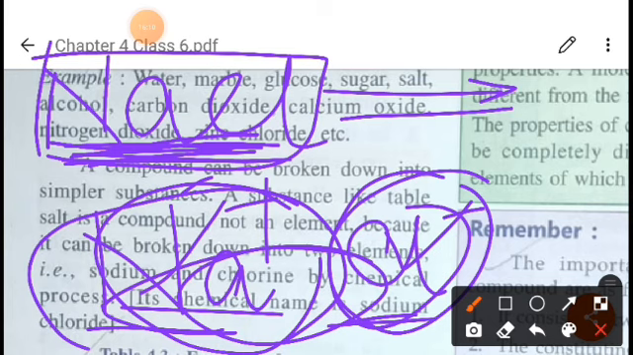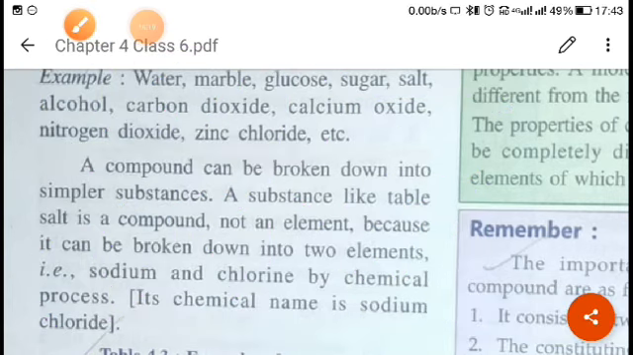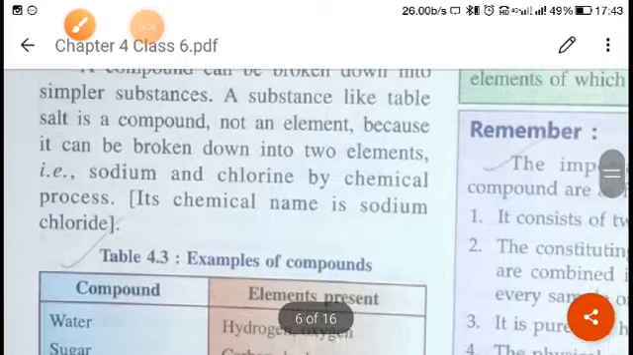Now when we get sodium and chlorine, this sodium is an element, and this chlorine is also an element, but this one is a compound. Okay, I hope you have understood this.